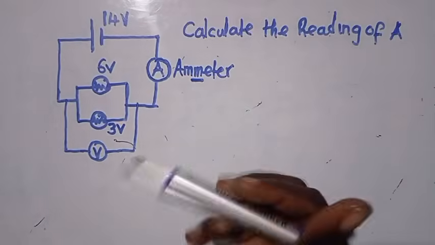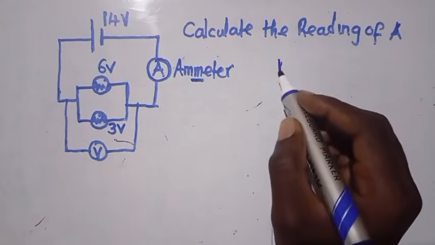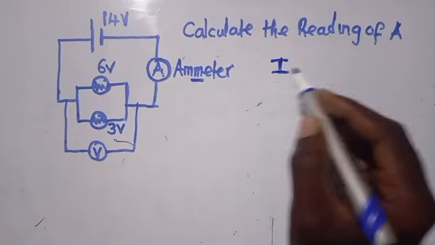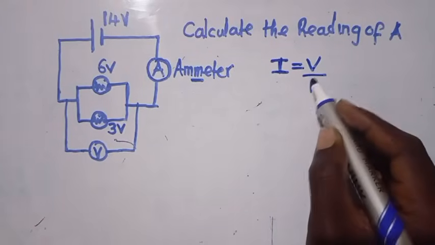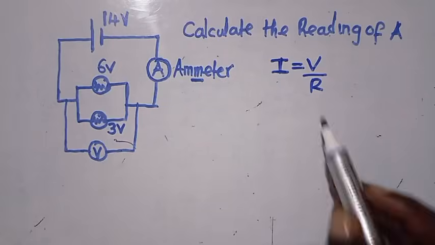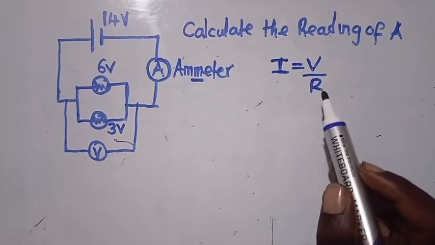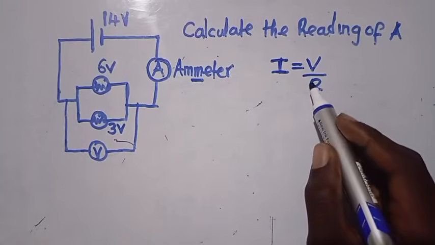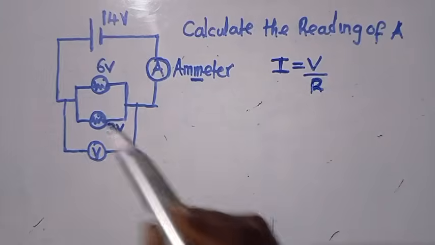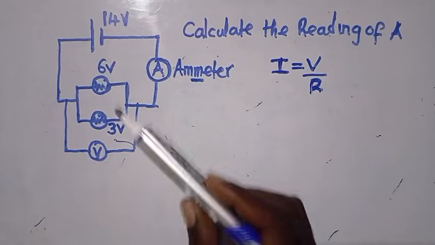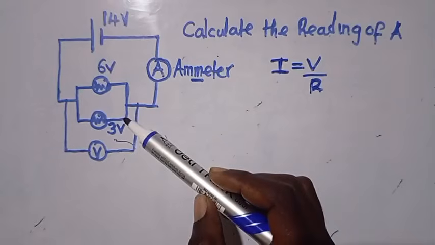Before you even get to find current, you know that current is given by the formula: current is equal to voltage over resistance. This is the formula for current. So now what we need to find is the total resistance in this particular circuit. And we know that these resistors are connected in parallel.